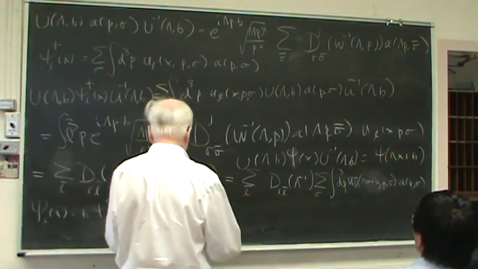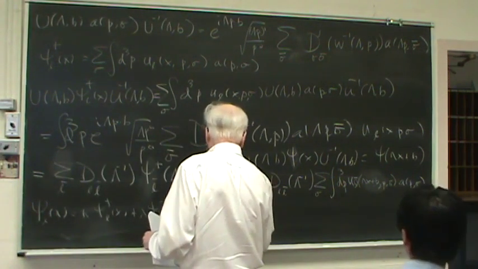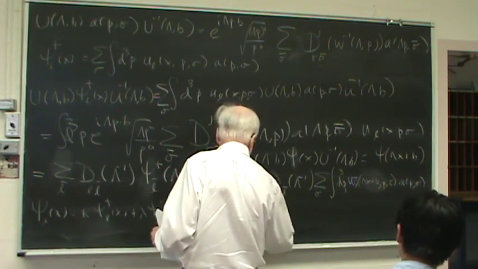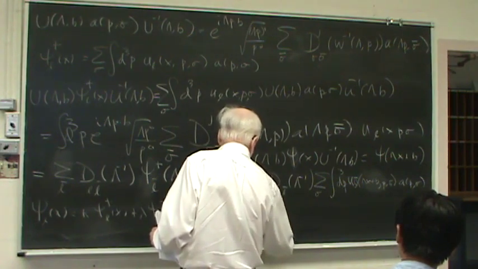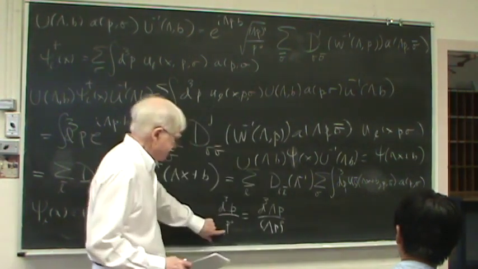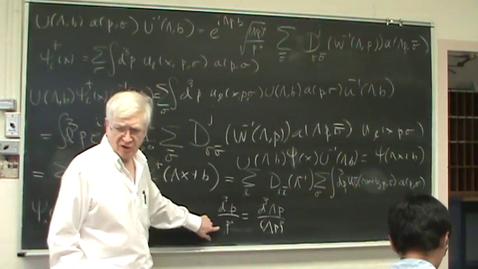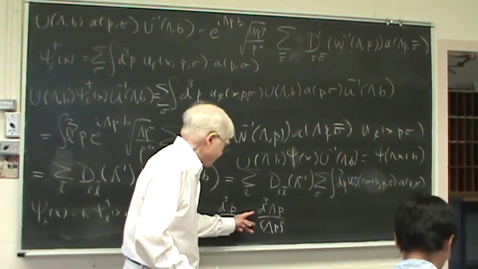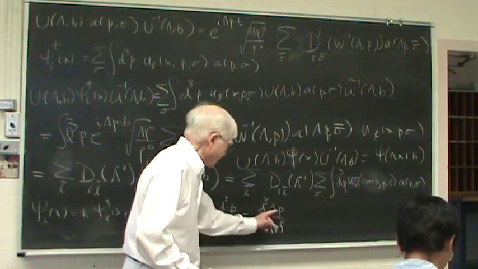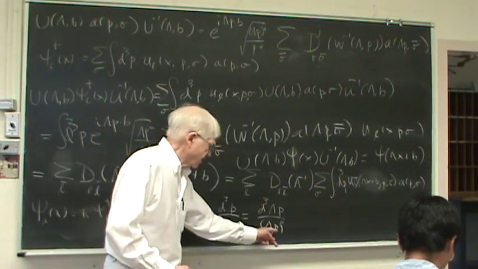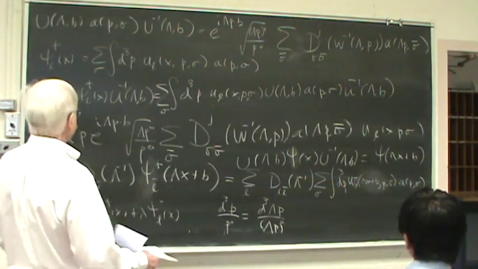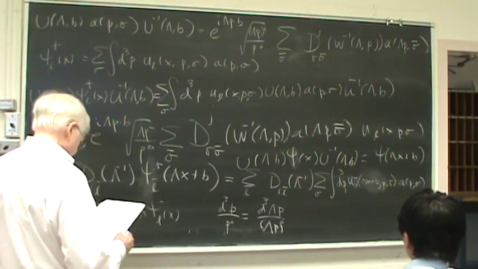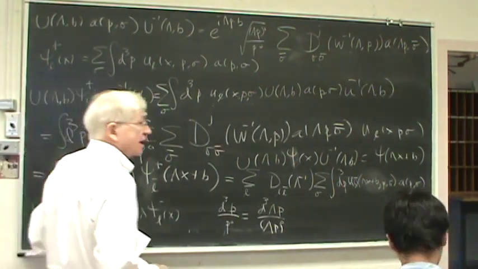At some point he uses the following. The d^3p over p0 is d^3 lambda p over lambda p 0. So this d^3p over p0 is a Lorentz invariant quantity. So you can change it from p to lambda p, and from p0 to lambda p0. So that is happening here.